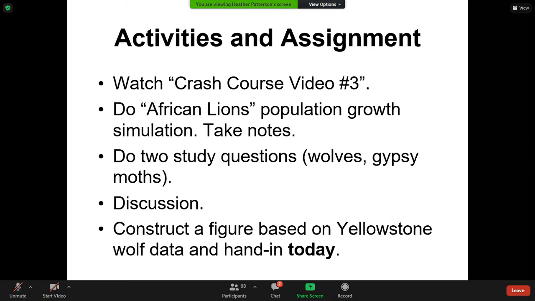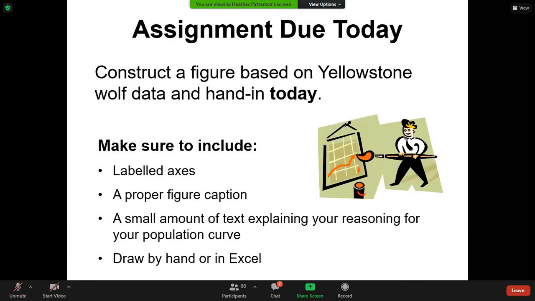And your assignment for today is to construct a figure based on the Yellowstone wolf data and hand it in by the end of the day today. When you're doing your assignment, please be sure to include labeled axes, a proper figure caption, a small amount of text explaining your reasoning for your population curve, and you can either draw it by hand or in Excel.